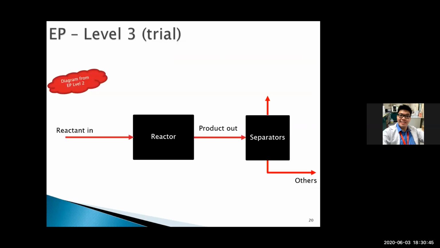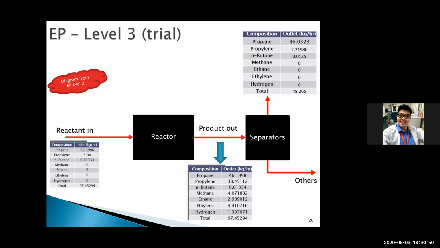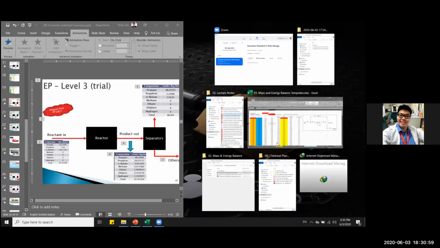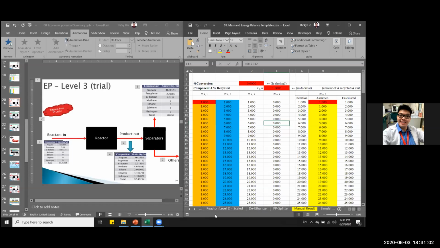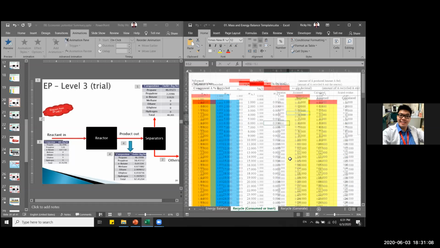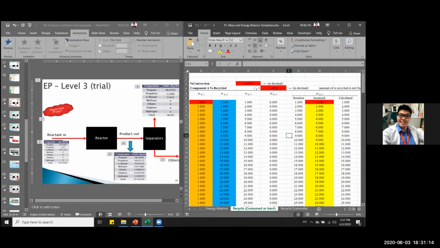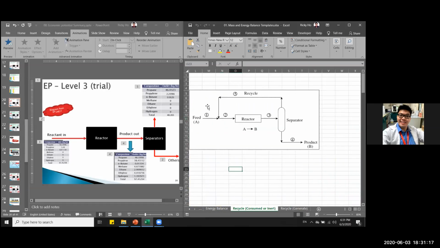So now let's start doing the recycling. We start from our EP level 2 diagram just now. I'm going to show you step by step how to do this. Okay, so this is the Excel sheet that you will have once Dr. Rashmi gives it to you. This Excel sheet is made based on the diagram here. Stream 1 is the feed in, stream 2 is after mixing, 3 is out of the reactor, 5 is recycled, and 4 is the product.